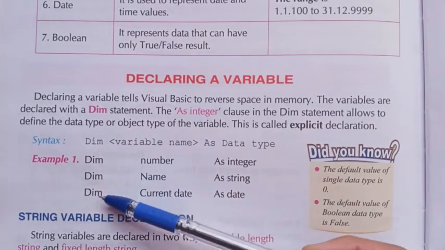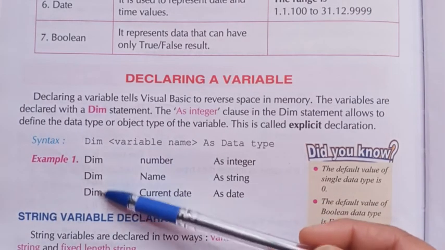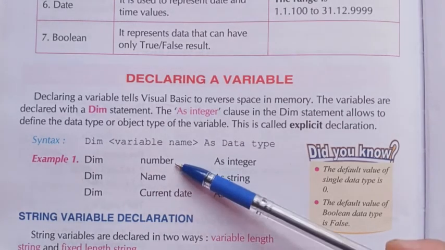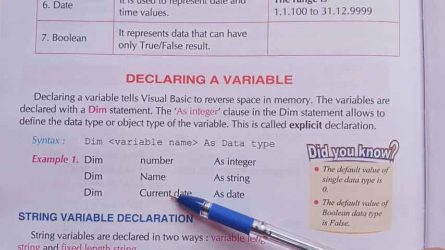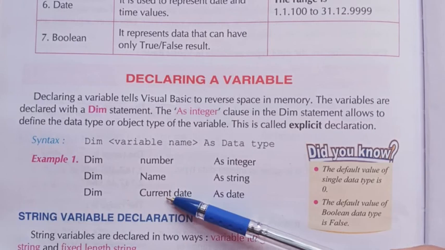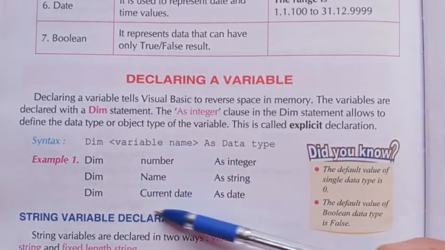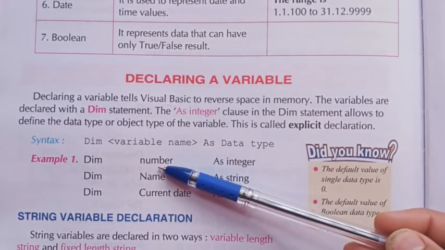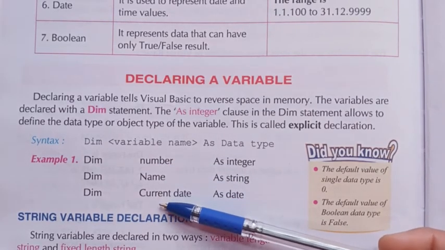The Dim statement is going to be common in every declaration. We have taken three different variables: one named number, another name, then current date. These three are going to store different types of values. Number is going to store numeric data, name is going to store alphabets, and current date is going to store a date.